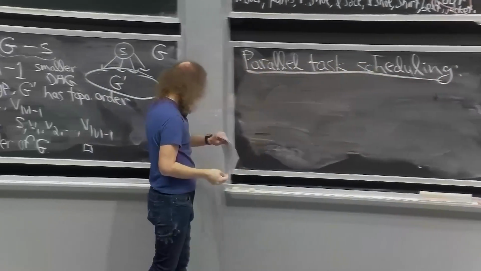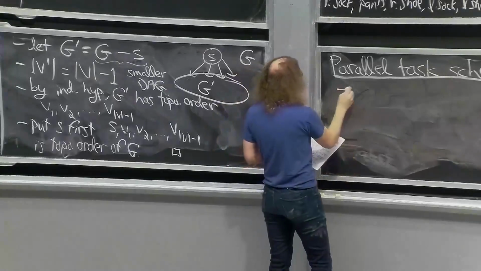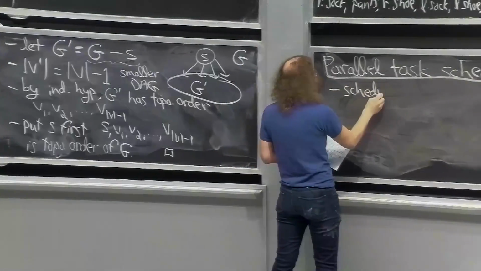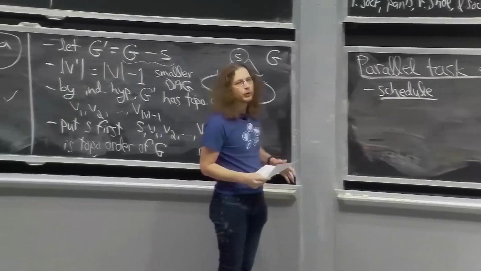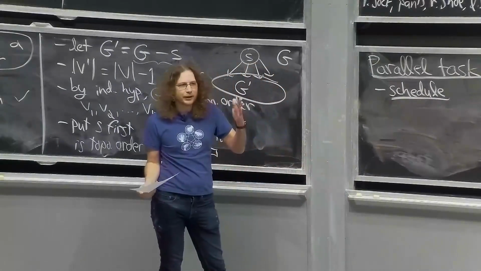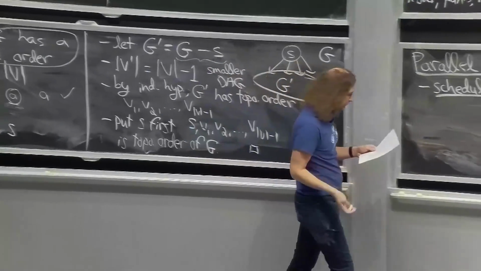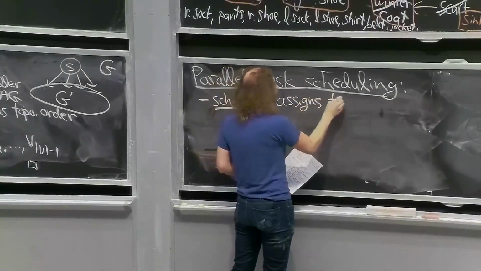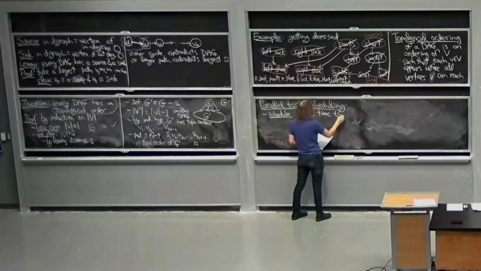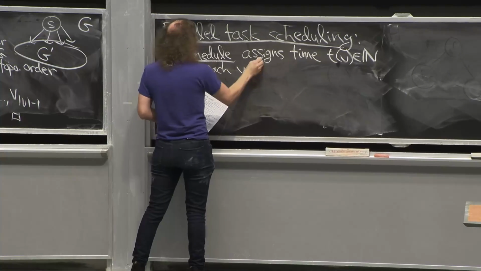So let me first define the problem a little bit, and then we'll prove a nice theorem. I want to define a schedule to say basically what order you should do the tasks in. But now I'm allowing multiple tasks to be scheduled at the same time. So a schedule is going to assign a time t of v, a natural number, to each vertex v.